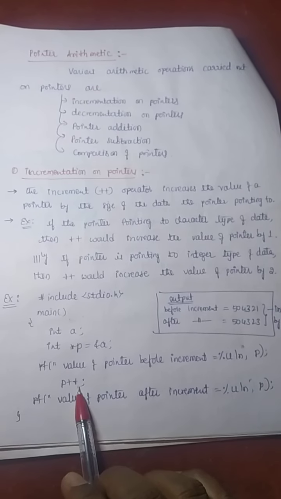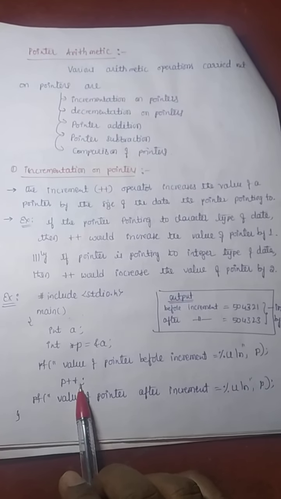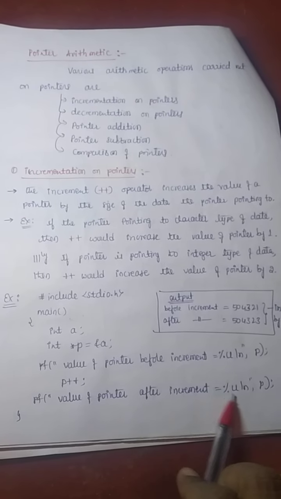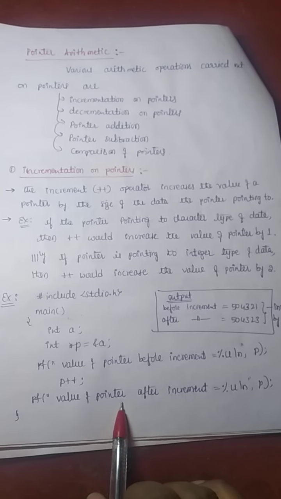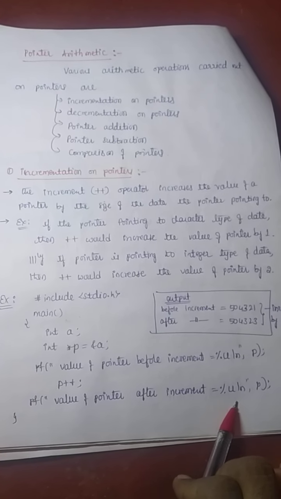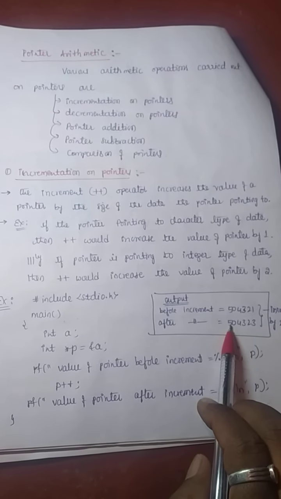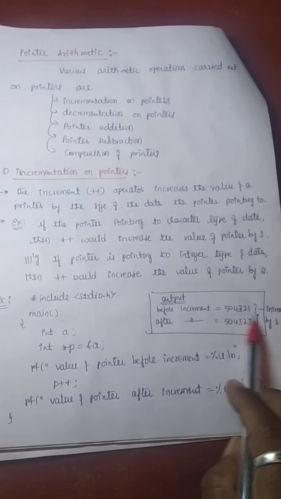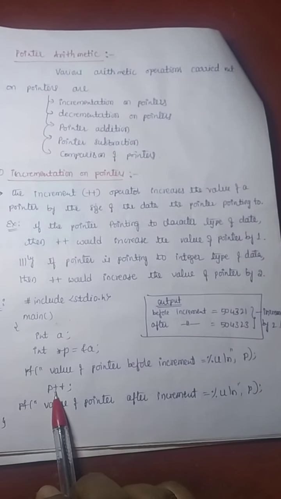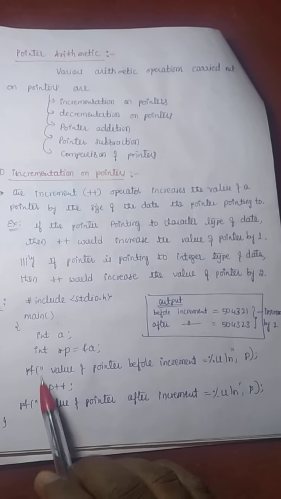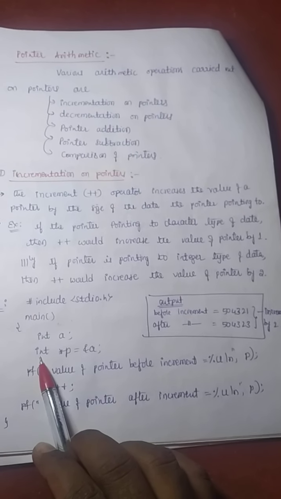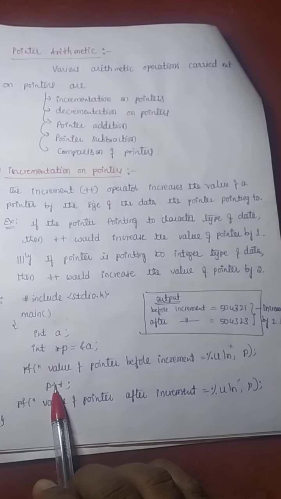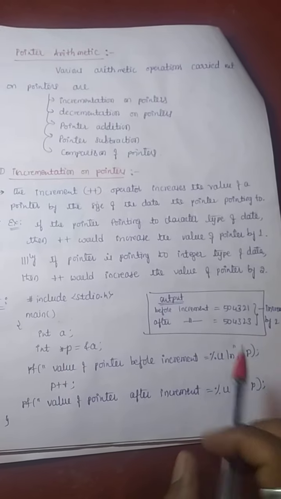Got it? Then the increment operator will be evaluated, so p++ executes. After p++ executes, if you print the p value with printf value of the pointer after increment is equal to %u, you are going to get the value 5,04,323. See, the difference between 21 and 23 is 2 bytes. It means your pointer will be incremented by 2 bytes. Why? Because this pointer is of type integer. Integer holds how many bytes? 2 bytes. So the pointer will be incremented by 2 bytes. Got it?